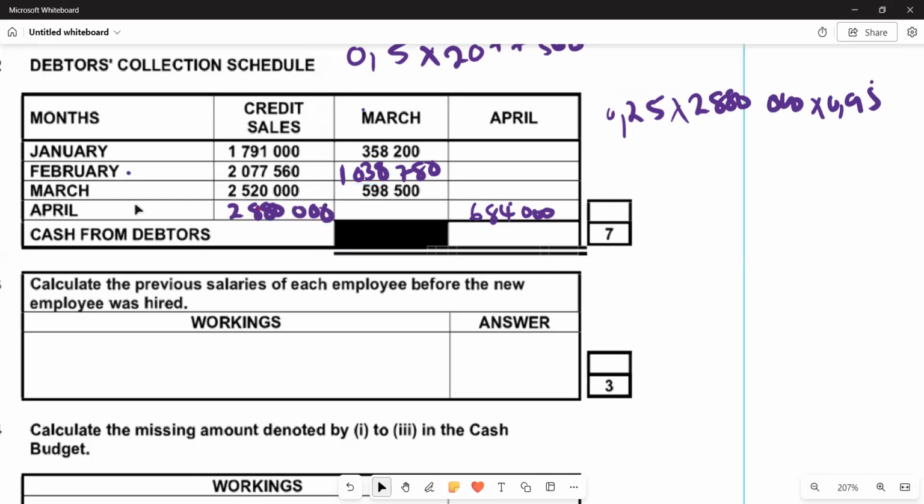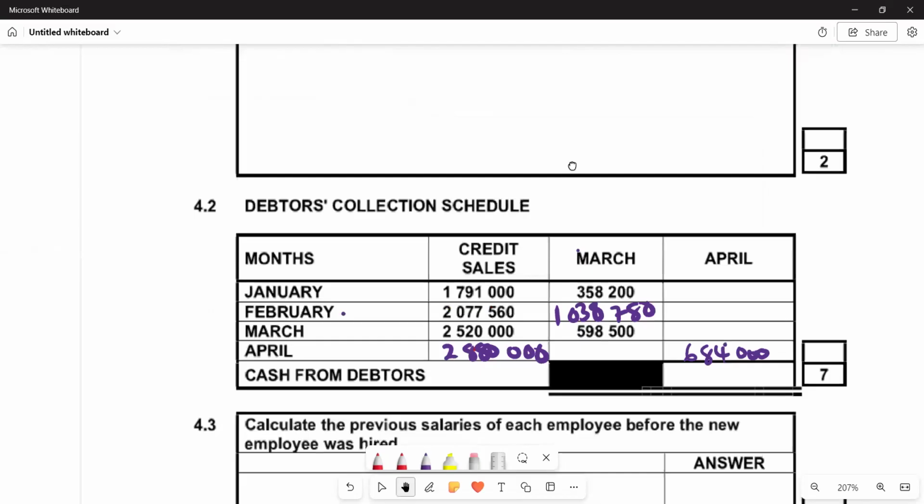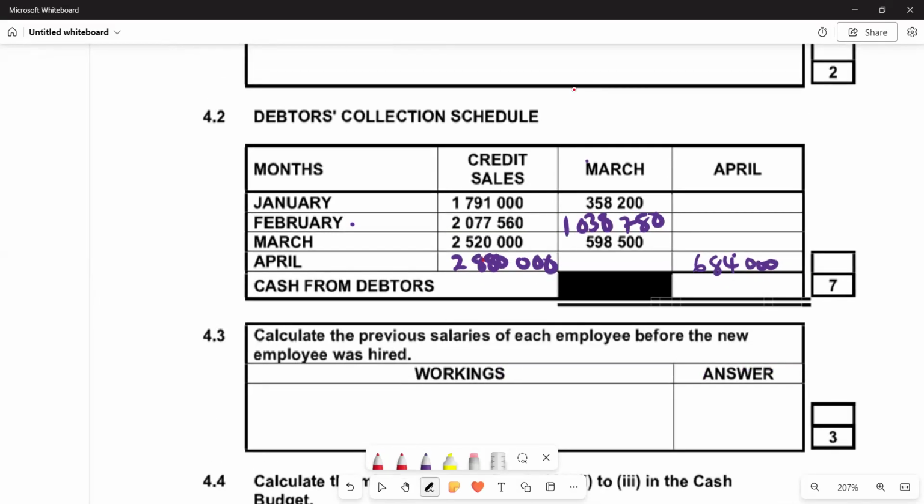So we now go and see credit sales for March going to be received in April. Remember, we said it's 50%. We can go back and cross-check according to that instruction. If we come to the instruction that we are given here, it says 50% after 30 days, so the month after. So this applies to the part that we are at right now. Here we are going to put the credit sales for March being received in April, and we apply 50%. So we say 0.5 as 50% and multiply by credit sales for March, which is 2,520,000. So we calculate 0.5 times 2,520,000, and you're going to get 1,260,000. So here we put 1,260,000. So this is what we have done.